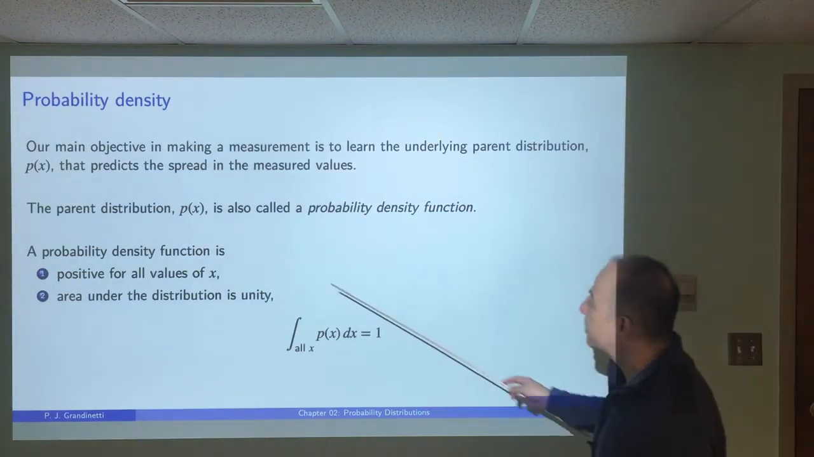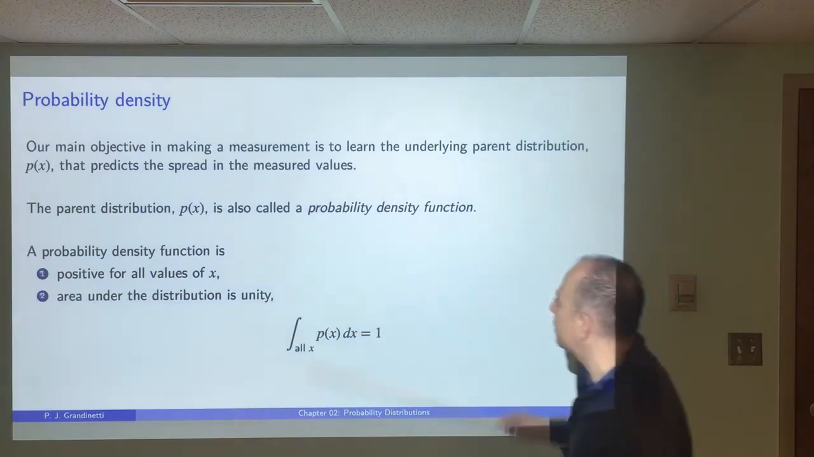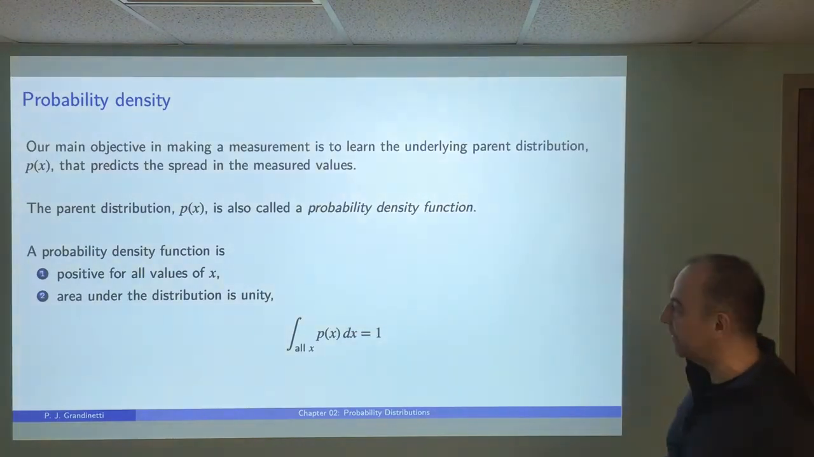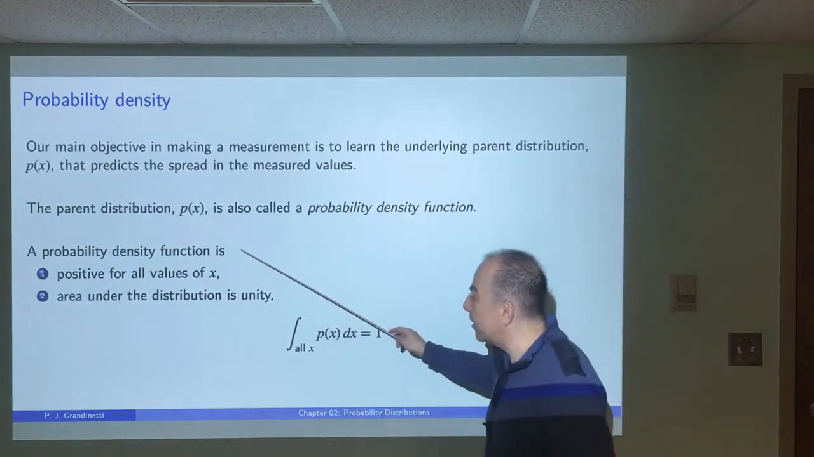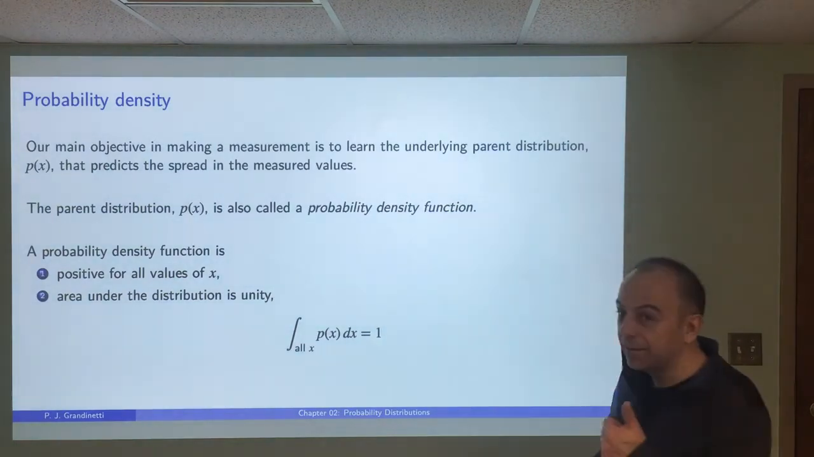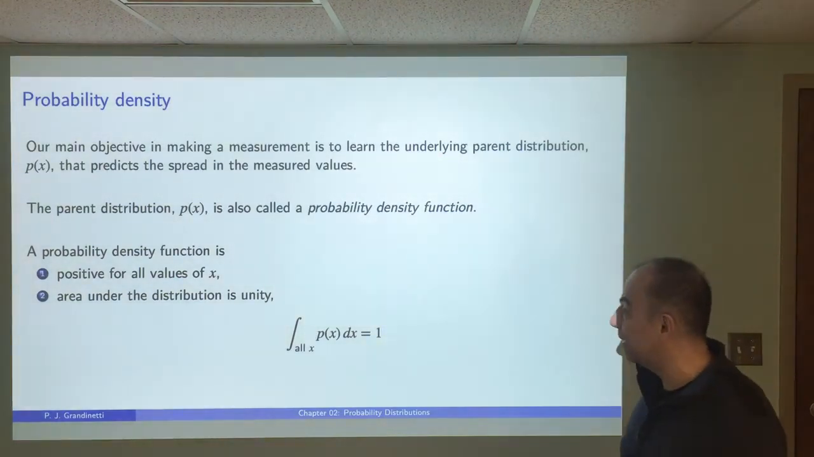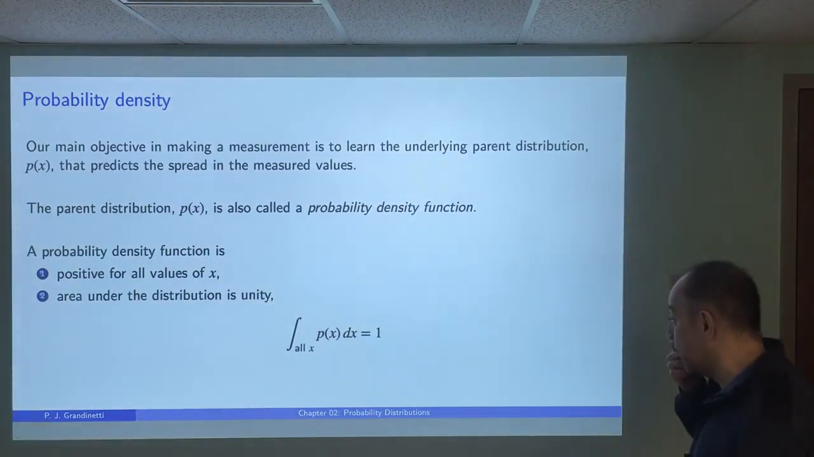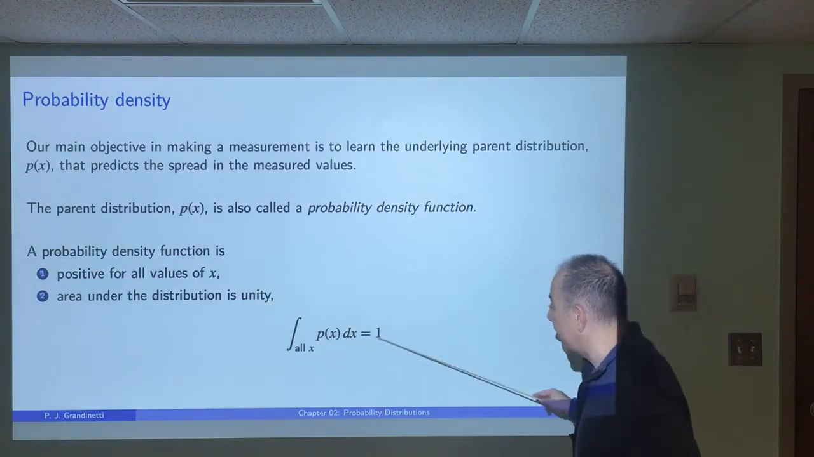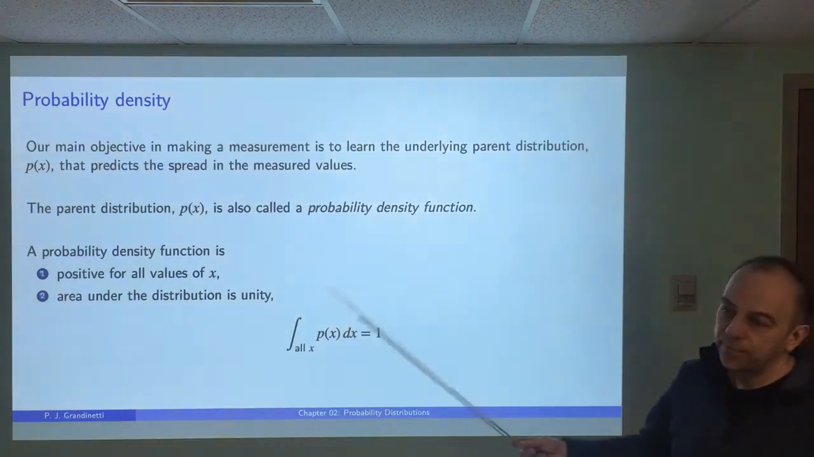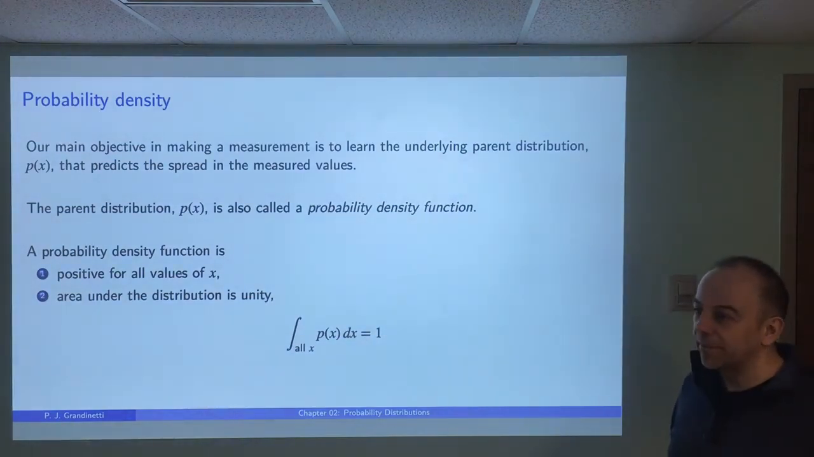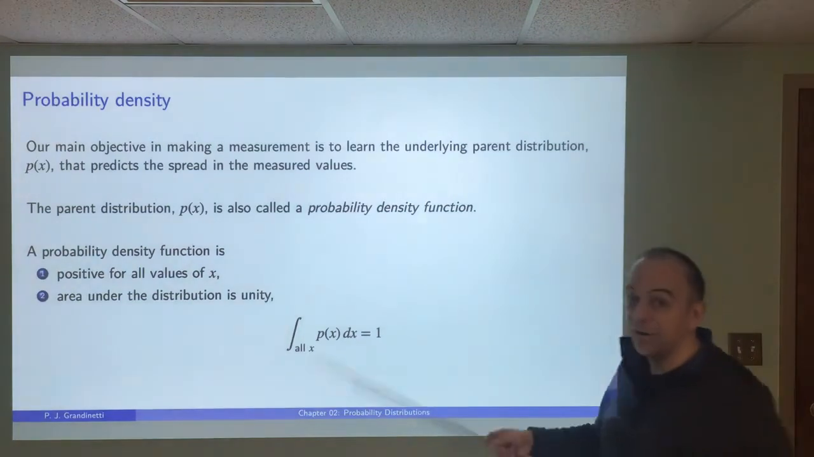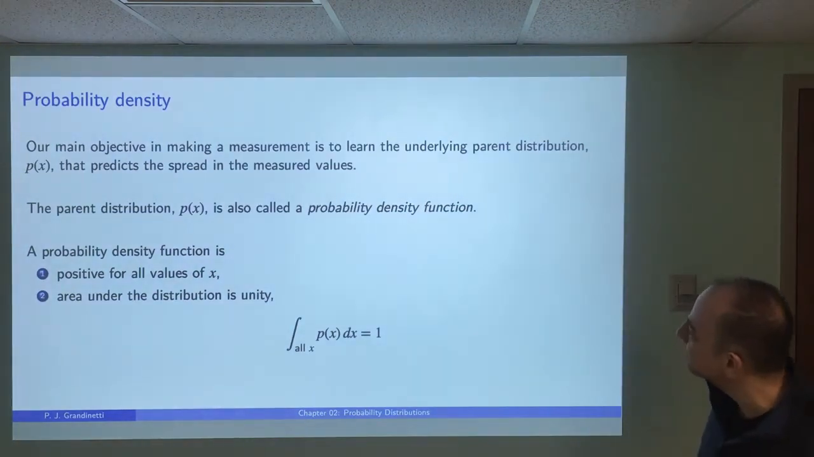This parent distribution, I'll call it P of x, is also what's called a probability density function. And a probability density function needs to be, one, positive for all values of x, and two, the area under that distribution needs to be unity. So if you integrate over all possible values of x, the integral should come out to be 1, meaning 100% certain that you're going to get a value in the range of all possible values of x.